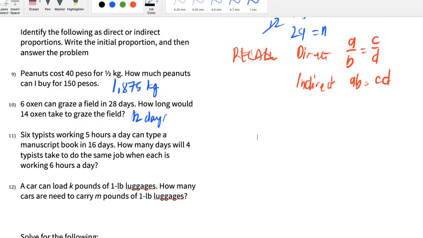Again, for number 11, I didn't notice yung number 4 dito. So, bad habit, minsan nagsiskim lang ako through the problem. Don't do that. Okay, so 6 typists working 5 hours a day can type a manuscript book in 16 days. Okay, how many days will 4 typists take to do the same job when each is working 6 hours a day? So, ang gagawin natin dito is to look at yung number of hours na may nagtatype per day, okay? So, bale, yung cumulative na typing hours nung typists mo. So, for the first one, meron tayong 6 times 5, okay?